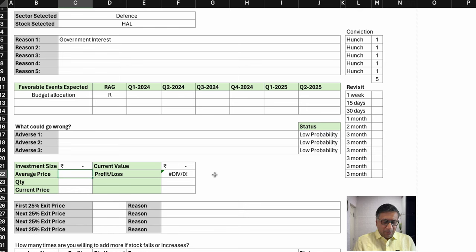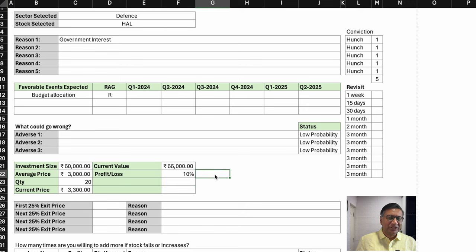Let's suppose we bought the stock at 3000 levels, we bought 20 quantity, and the current price when we are revisiting the strategy is 3300. So 10% profit on a current value of 66,000. You could add a few more parameters for tracking in the area which is available here.